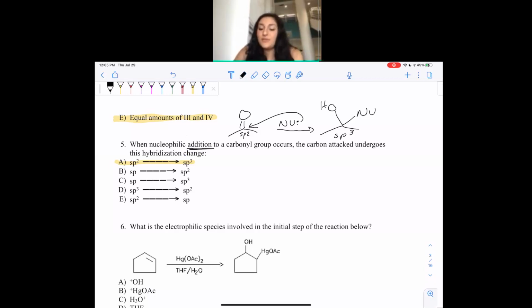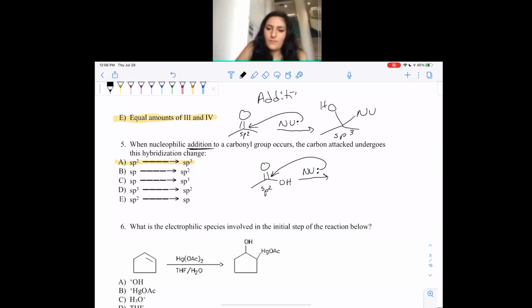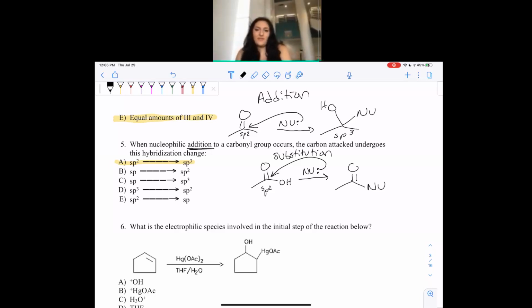If it was a substitution reaction, what would the change in hybridization be? What do you think? Yes, it would stay sp2 because all we do is replace the leaving group with a nucleophile. So there won't be any change. It'll stay sp2. Awesome.